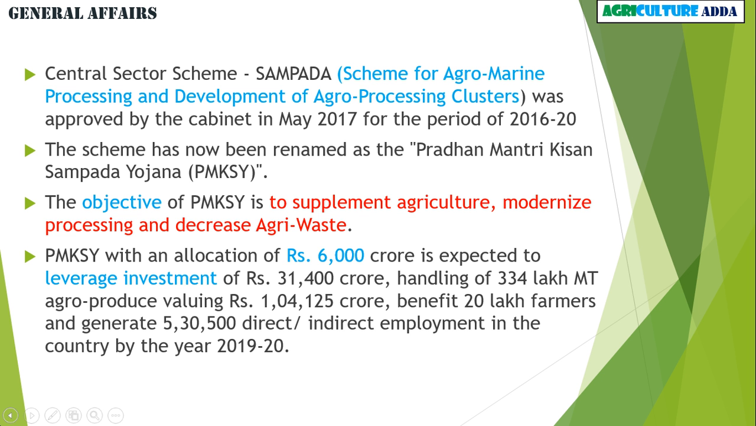PMKSY with an allocation of 6,000 crore is expected to leverage investment of rupees 31,400 crores, handling of 334 lakh million tons of agro produce valuing rupees 1 lakh 4,125 crores, benefiting 20 lakh farmers, and generate 5 lakh 30,500 direct or indirect employment in the country by the year 2019-20.